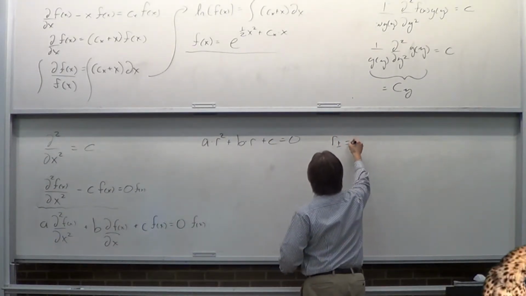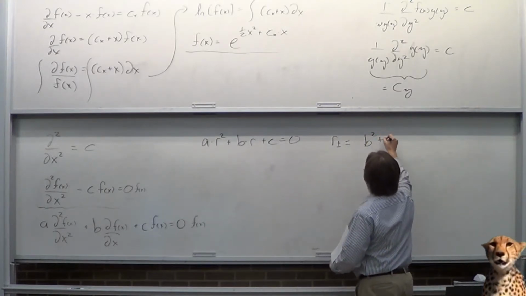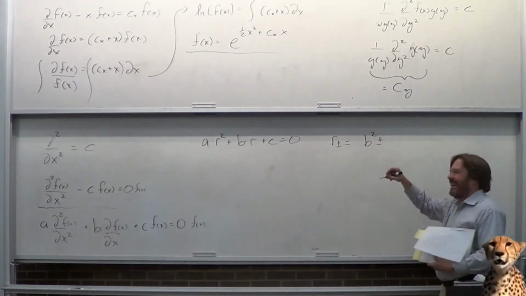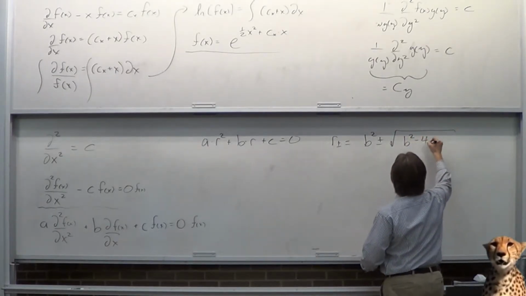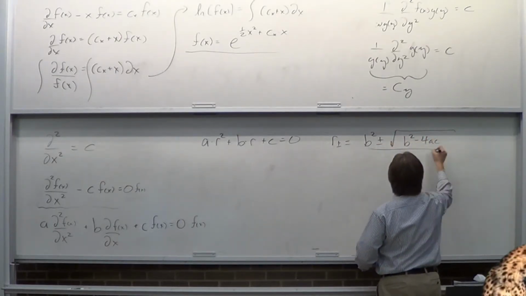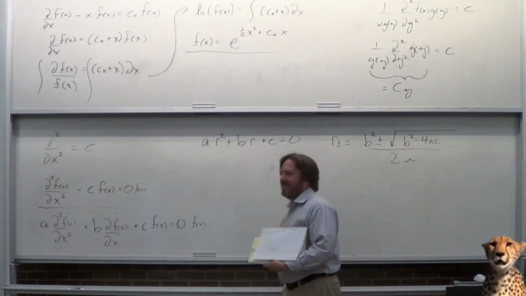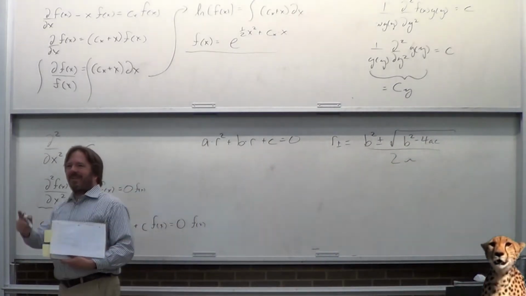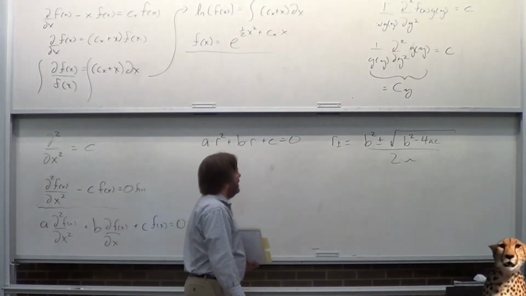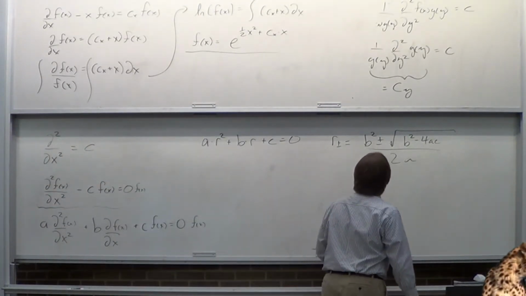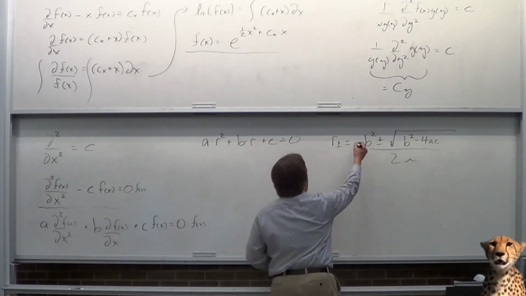It's negative b plus or minus the square root of b squared minus 4ac, all over 2a. It's the quadratic equation. The solution is the quadratic equation. Question? Huh? B squared minus. So it's negative b. Yeah, negative. Oh, negative b?